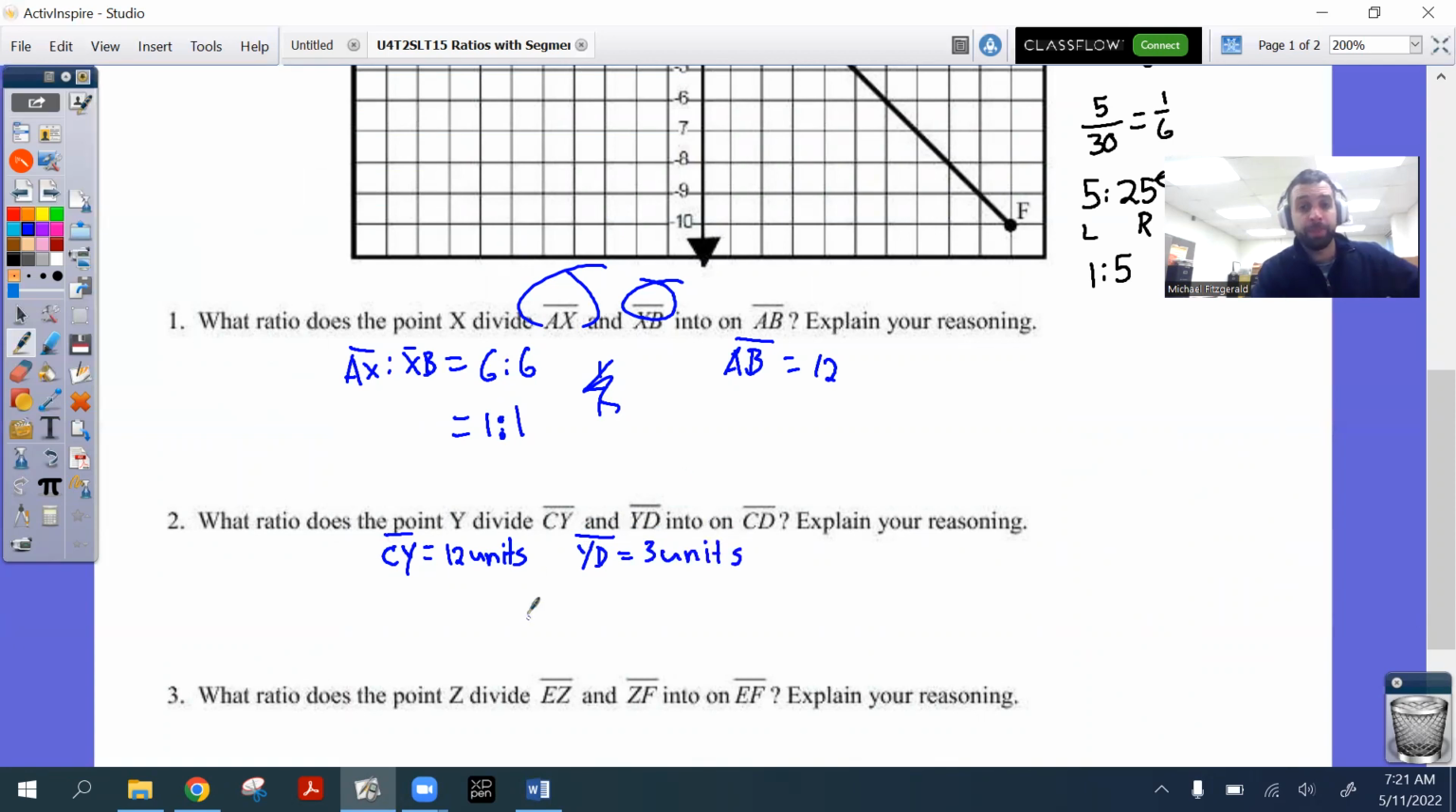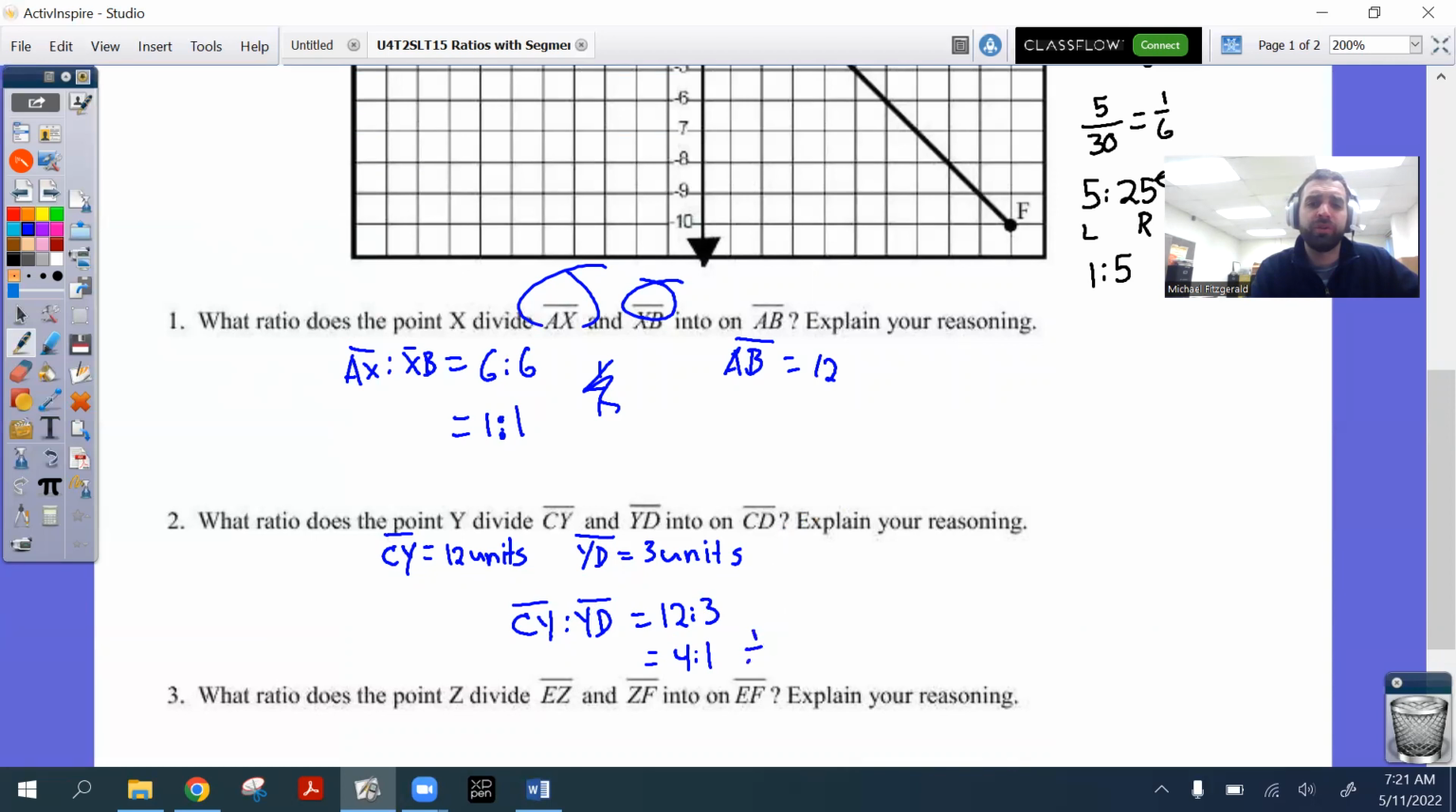So what we'd say is the ratio from CY to YD is equal to 12 to 3. Well, this simplifies as well. It simplifies from, oh, well, they have a common factor of 3. If we divide each of these by 3, we get 4 to 1. So I mean, just saying the length of CY is 4 times the length of YD. So that's the subtle difference.